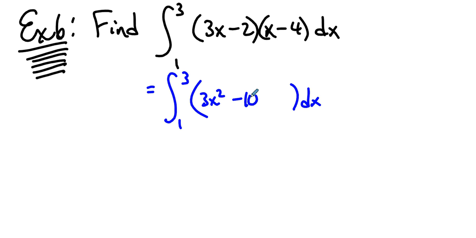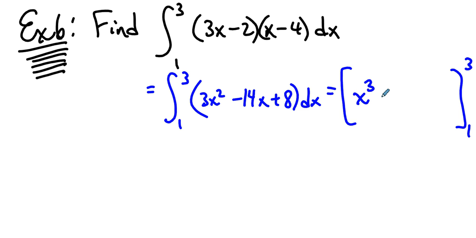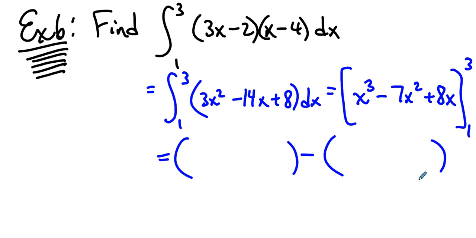3x squared minus 14x plus 8. So what's this going to mean? We're going to find an antiderivative. We're going to substitute 3, substitute 1, and subtract the answers. What's that antiderivative? Well, the antiderivative of 3x squared is x cubed, and the antiderivative of 14x is 7x squared, and the antiderivative of 8 is 8x. So we're going to substitute 3, we're going to substitute 1, and subtract the answers.